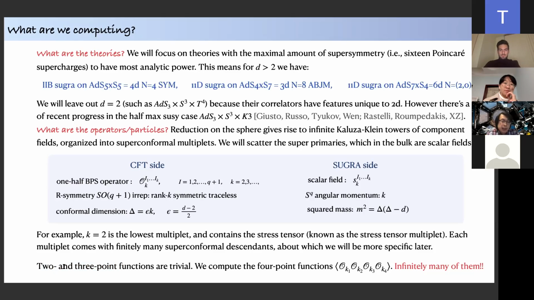Let me mention that 2-point and 3-point functions are trivial because they're essentially just fixed by symmetries. The interesting case starts from 4-point functions, and that's going to be the target of this talk. We are going to look at such 4-point functions with arbitrary k1, k2, k3, k4, and there are infinitely many of these guys.